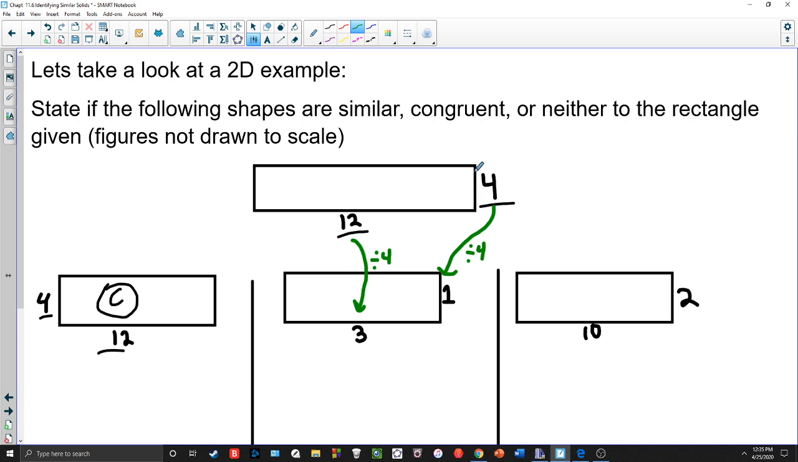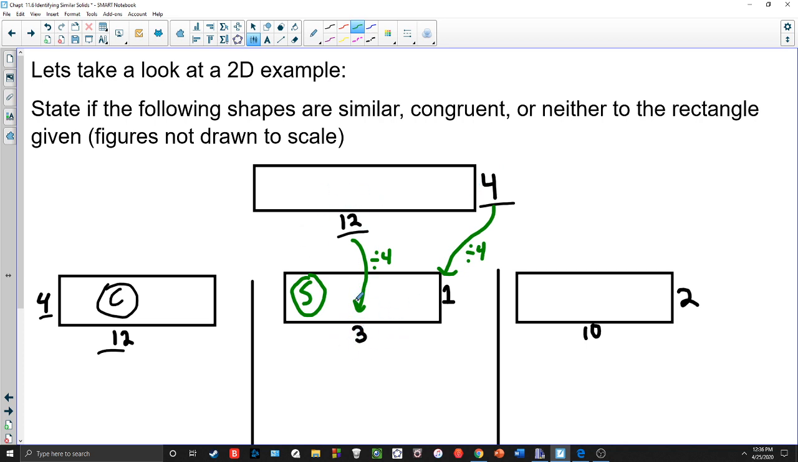So because the height and the length both shrank by the same amount, they both were a fourth as big as what they started with, that means that this is going to be my similar shape. So this right here is my similar shape because it's not the same dimensions, but each dimension has shrunken by the same amount in terms of multiplying or dividing. This is a fourth as big as what it was originally.